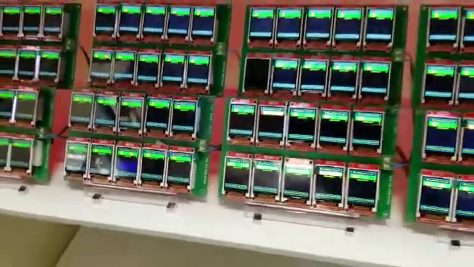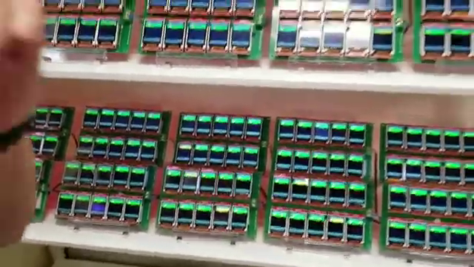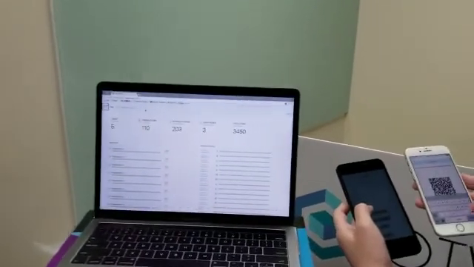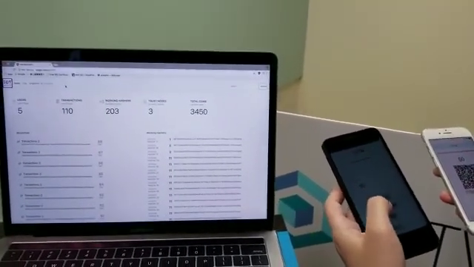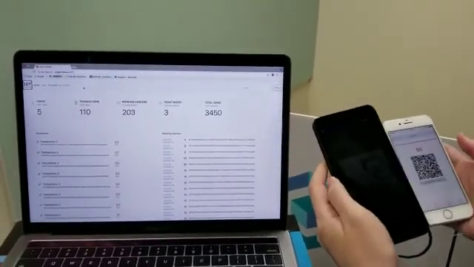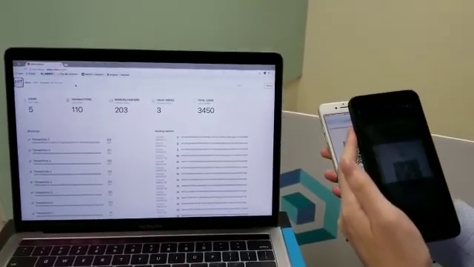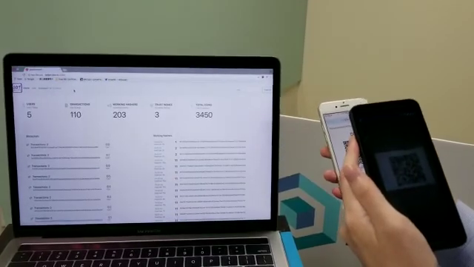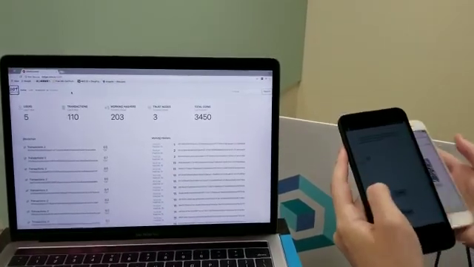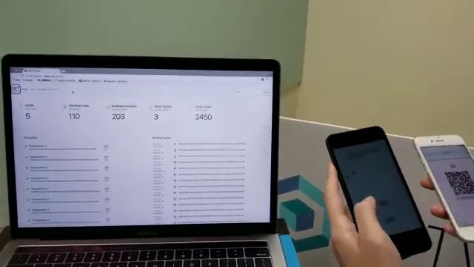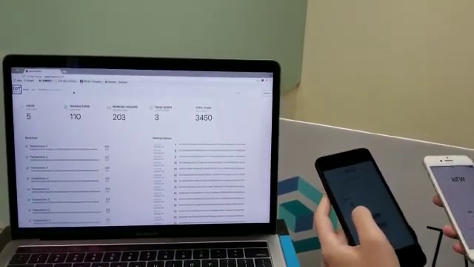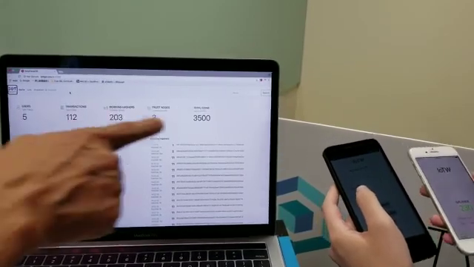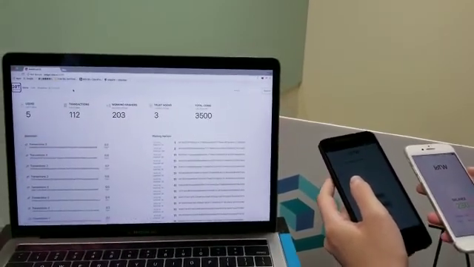Okay, let's do it one more time. Let's transmit some tokens from the Android phone to the iPhone. Okay, it gets scanned, and it's paying right now. Okay, let's see. Okay, it goes up by 2 right now.